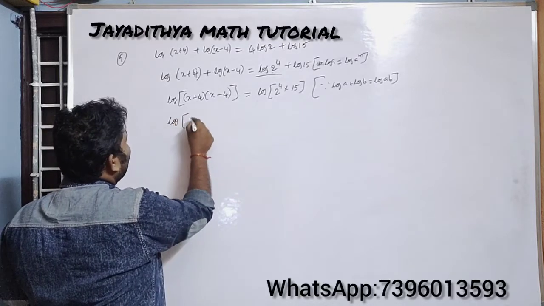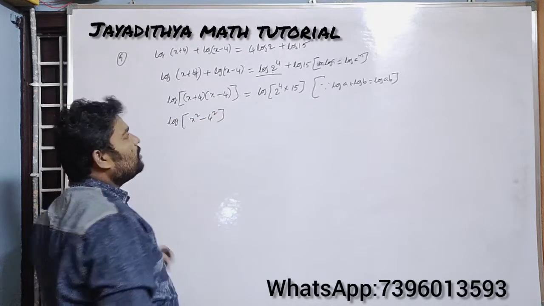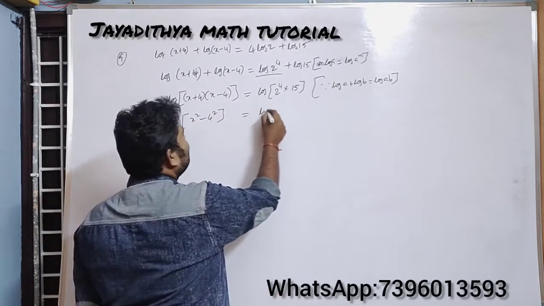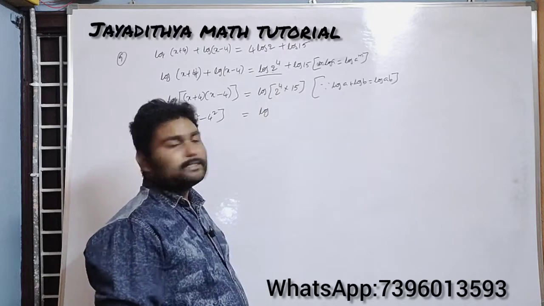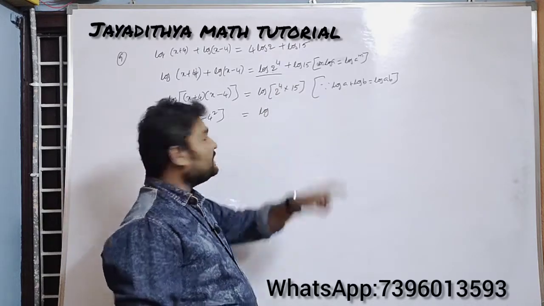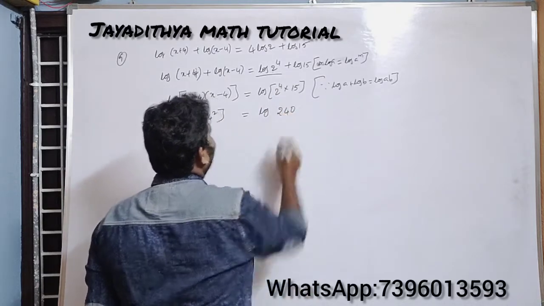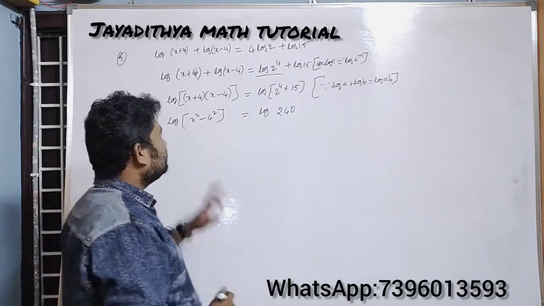So write this one as log x square minus 4 square. Log x square minus 4 square. And here the value will be log 2 power 4, is how much? 2 power 4 is nothing but 16. 16 into 15, which is equals to 240 now. Which is equals to 240. Clear?